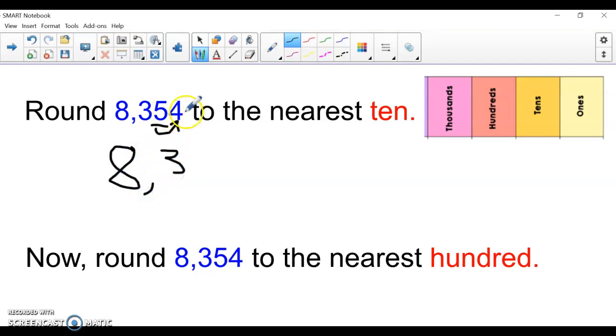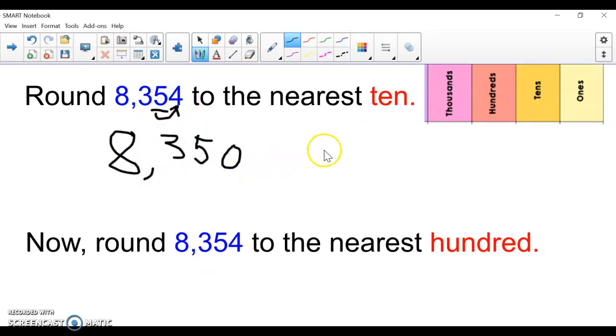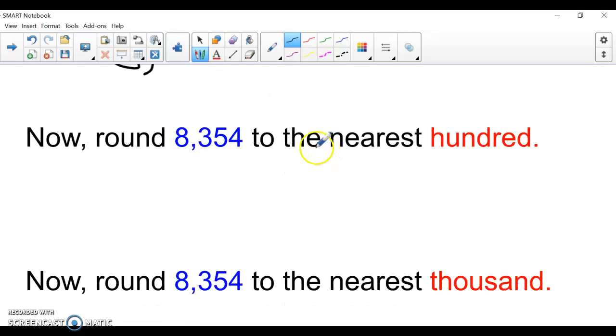Yeah, that 4 tells me I got to round this down to 350. So my rounded number is 8,350. Okay, if I do that same thing with the hundreds, I know this is my hundreds now. Look 1 over. Right now I have 8,354. The hundreds place, well, that 5, that 54, right? That's going to get me up to 400 because this 5 is closer to the next place up.